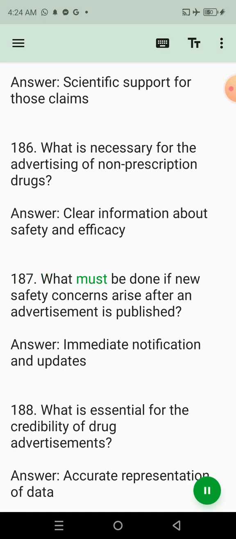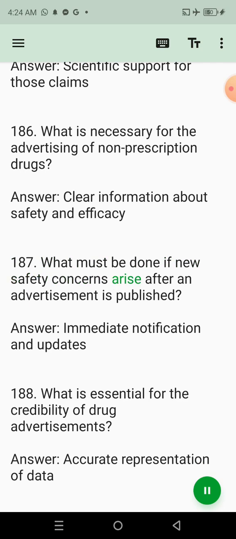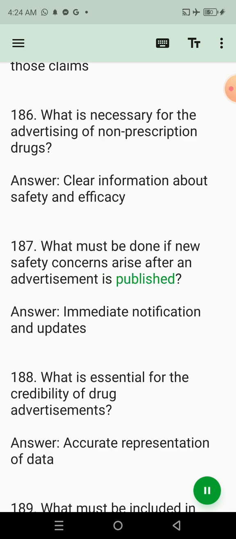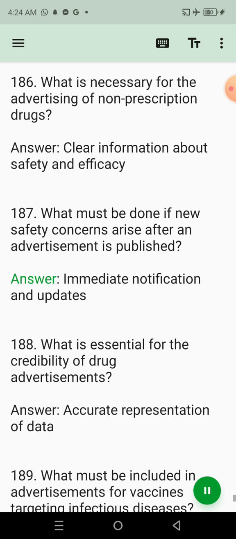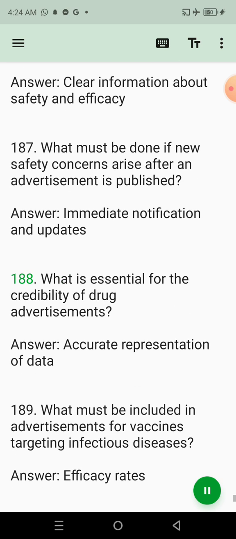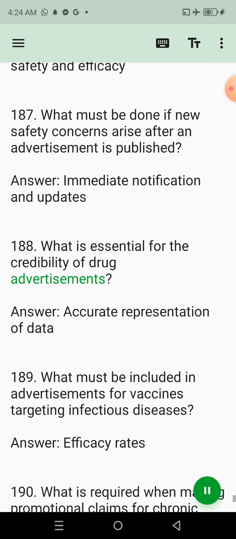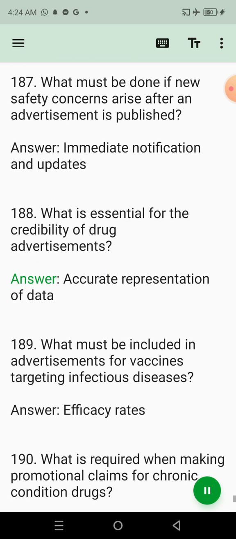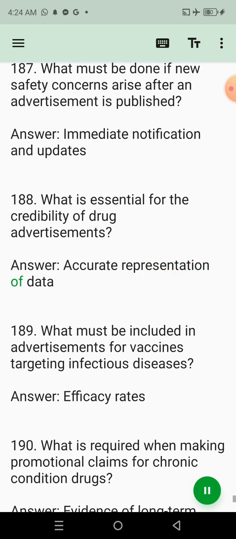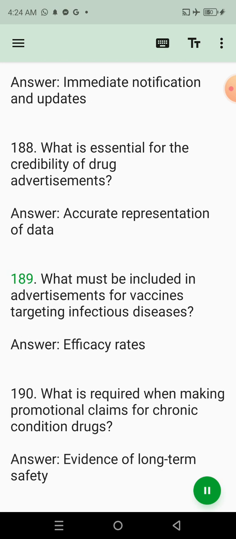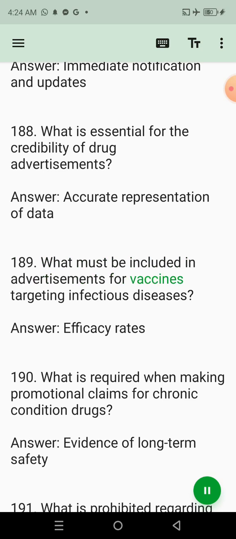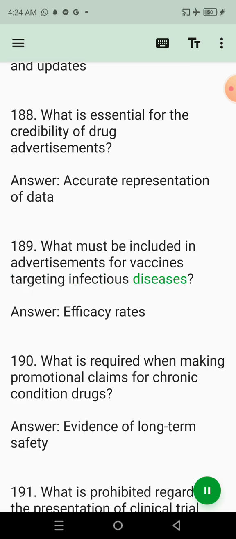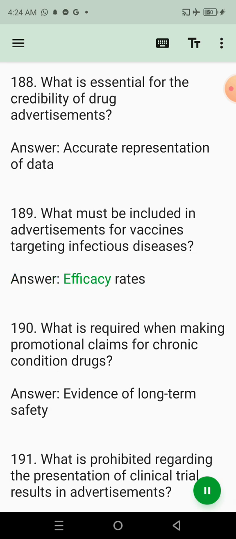187. What must be done if new safety concerns arise after an advertisement is published? Answer: immediate notification and updates. 188. What is essential for the credibility of drug advertisements? Answer: accurate representation of data. 189. What must be included in advertisements for vaccines targeting infectious diseases? Answer: efficacy rates.